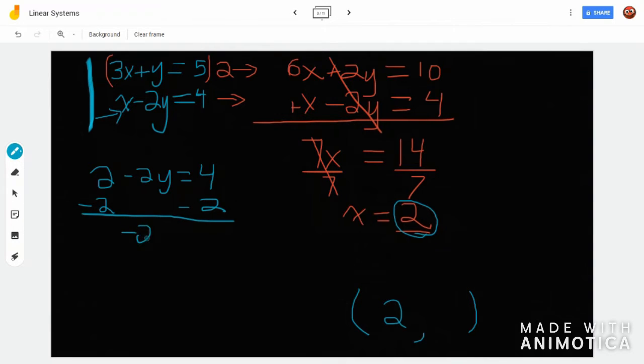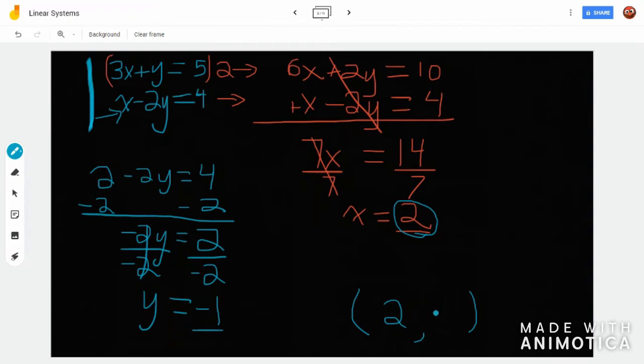And we have negative 2y equals 4 minus 2, which is 2. And let's divide by negative 2. Divide by negative 2. Y equals 2 divided by negative 2, which is negative 1. We got it. We did it.